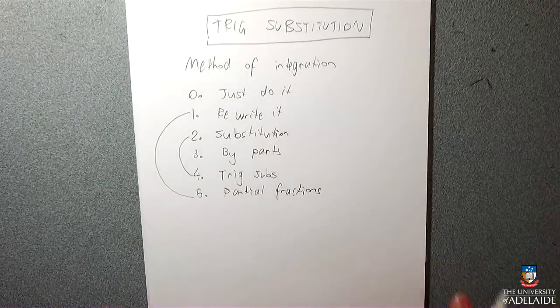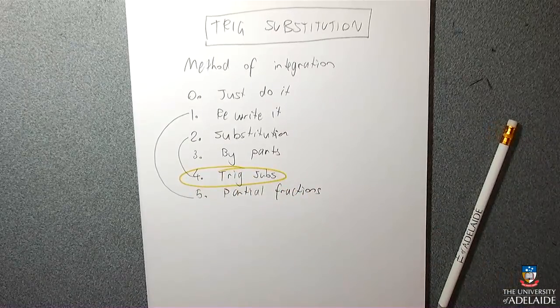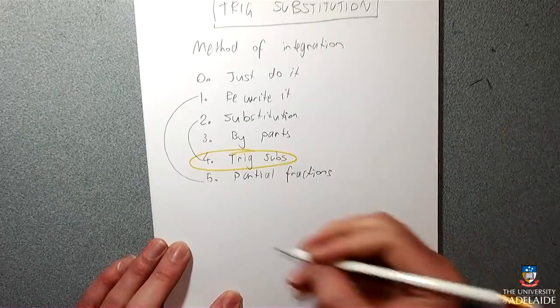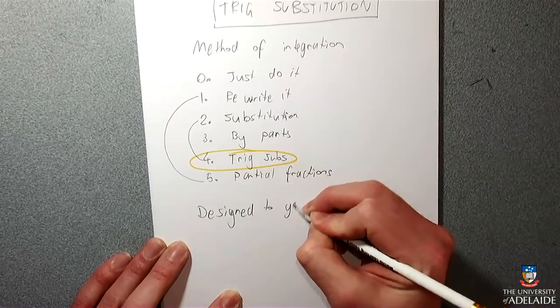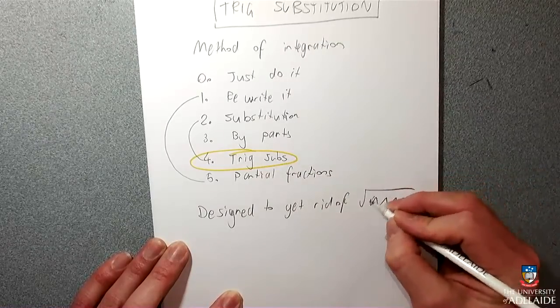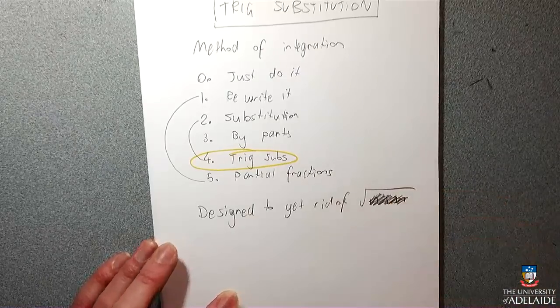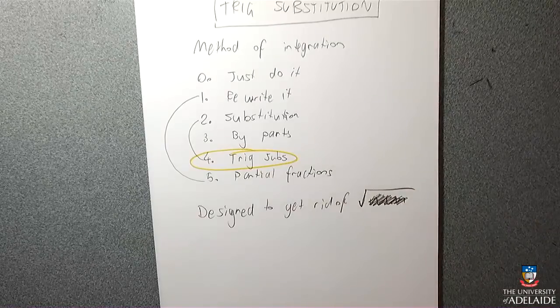Okay, good. Now I've situated it in the list of things. Now we're going to do this one. So the whole point of trig substitution is to make annoying square roots go away. That's what it's for. Doesn't really matter what's there. So annoying square roots that you can't factorise away. That's the point. And the way that it gets rid of those square roots is via trig identities.